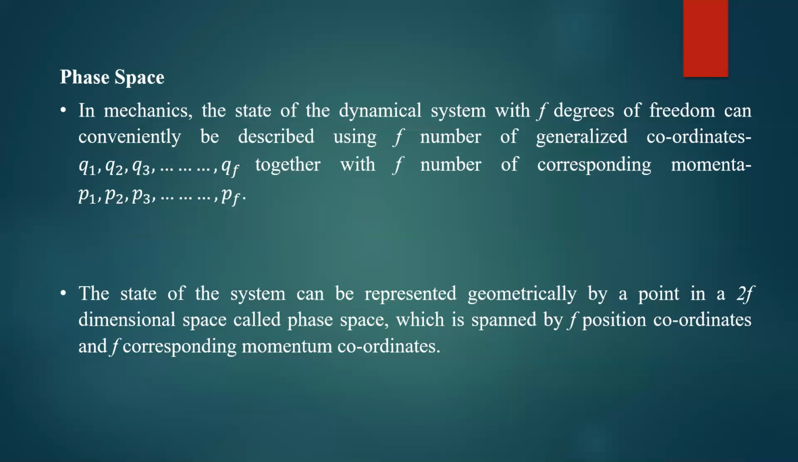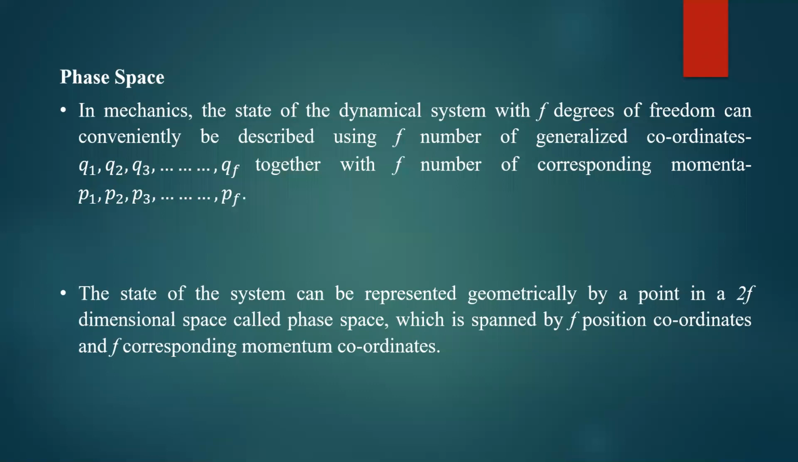Which is spanned by F number of position coordinates and corresponding momentum coordinates. Corresponding momentum coordinates means, if you consider the Cartesian coordinate system, then corresponding momentum coordinates will be px, py, and pz. That is the component of momentum along the x-axis, along the y-axis, and along the z-axis. So just remember, phase space is a 2F dimensional space used to represent the state of the system geometrically. This phase space is spanned by F number of position coordinates and F number of momentum coordinates, where F is the number of degrees of freedom of the dynamical system.